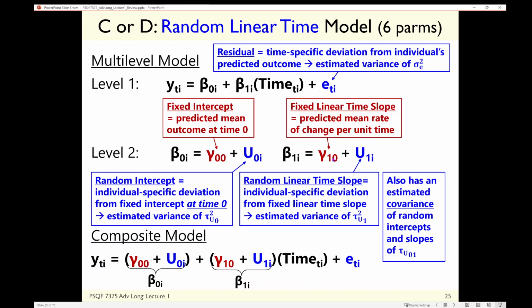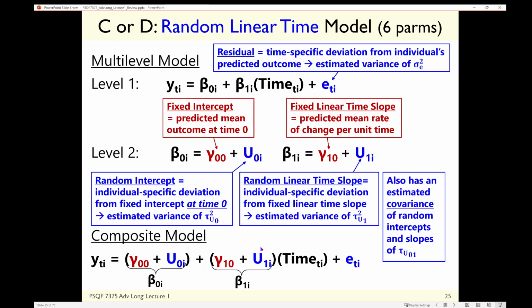So if the fixed slope is positive and I grow faster, my U1 would be positive. If the fixed slope is positive but I increase at a slower rate, then my U1 would be negative, still culminating in a positive slope overall, just less positive than other folks on average.